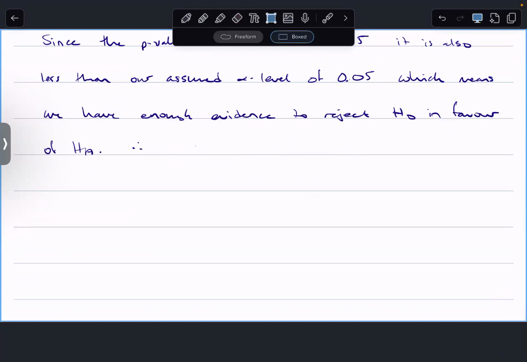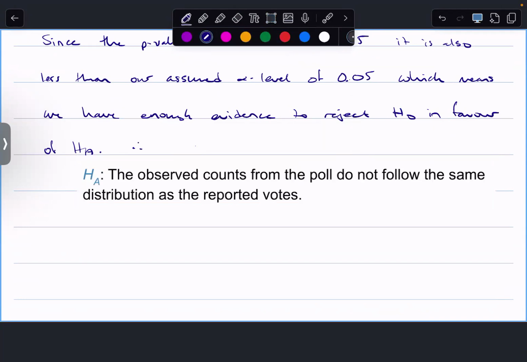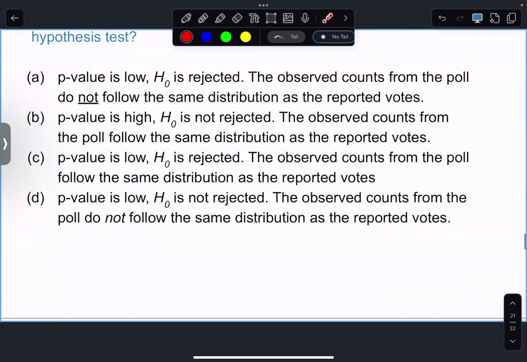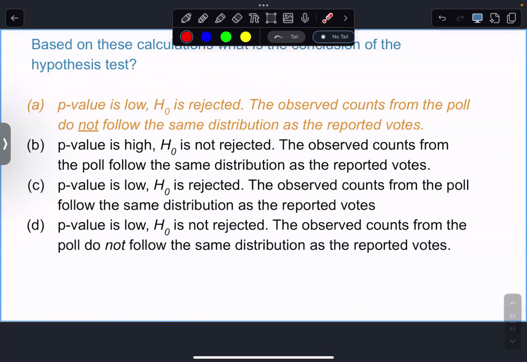And then I just reword the alternative hypothesis, because if I reject H0 in favor of HA, then the observed counts from the poll do not follow the same distribution as the reported votes, which indicates voter fraud or whatever they're calling it, but that's okay. And it's one of these, I guess the first one. I don't want to read them all. I'm too lazy. Because we just did it anyways.